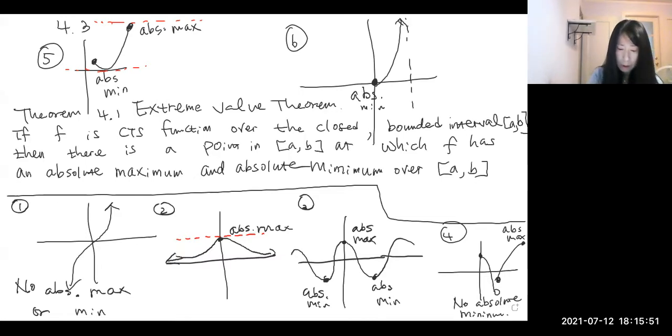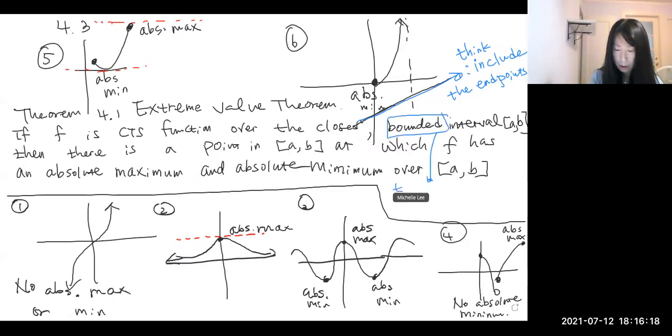So I said closed means think include the endpoint, and bounded means think not keep going to positive infinity nor negative infinity.